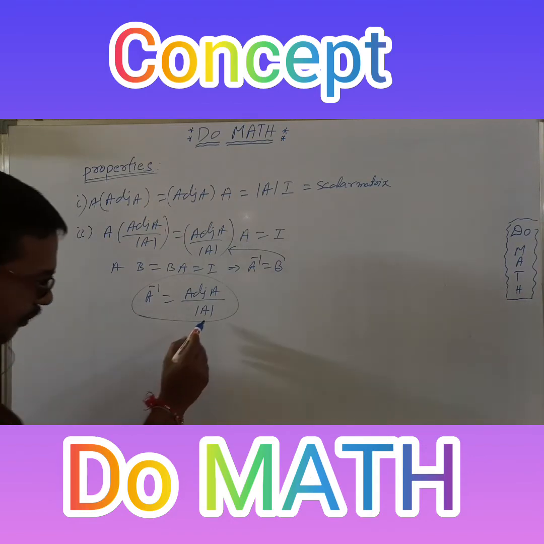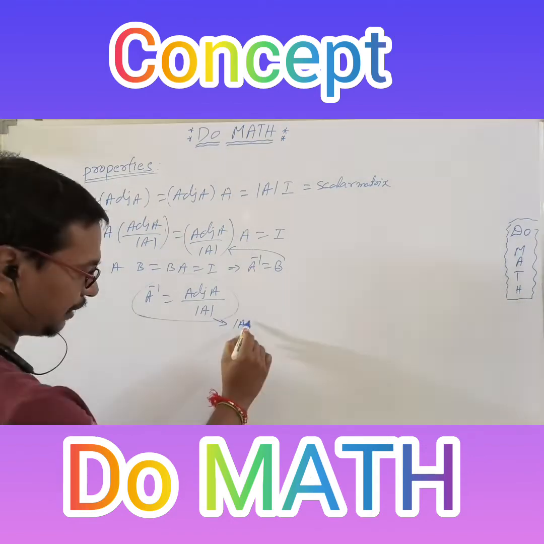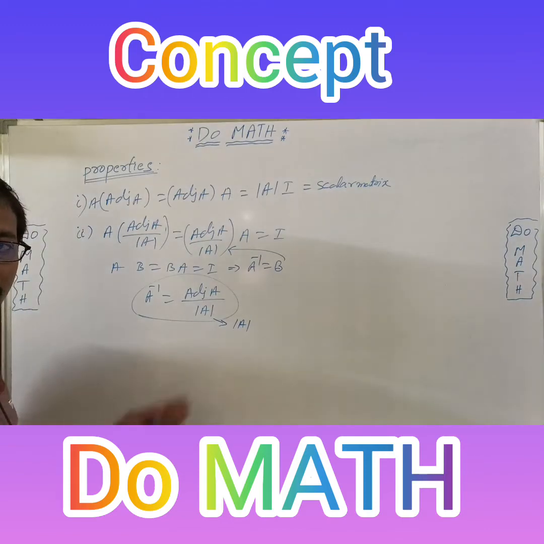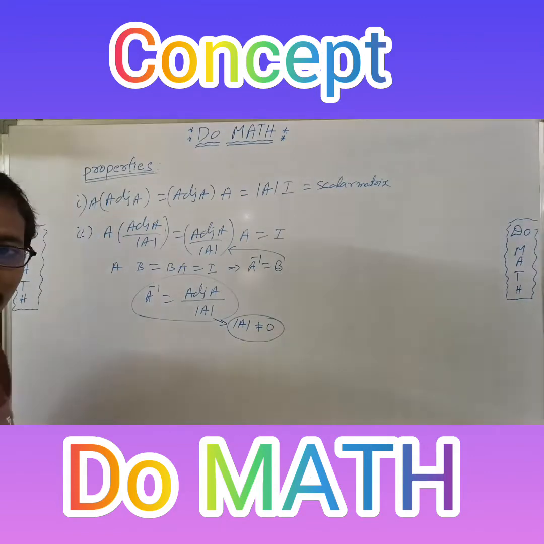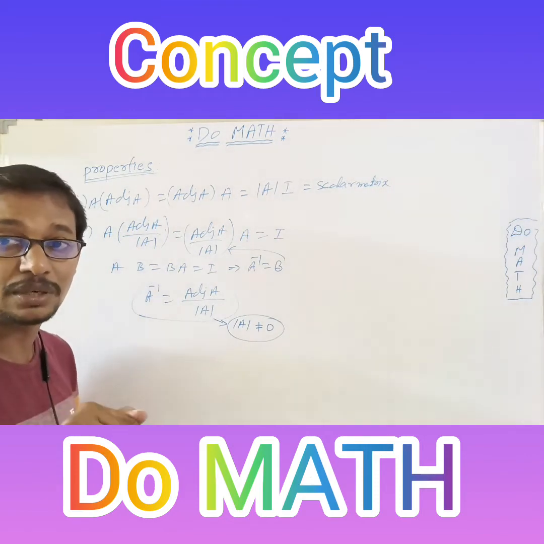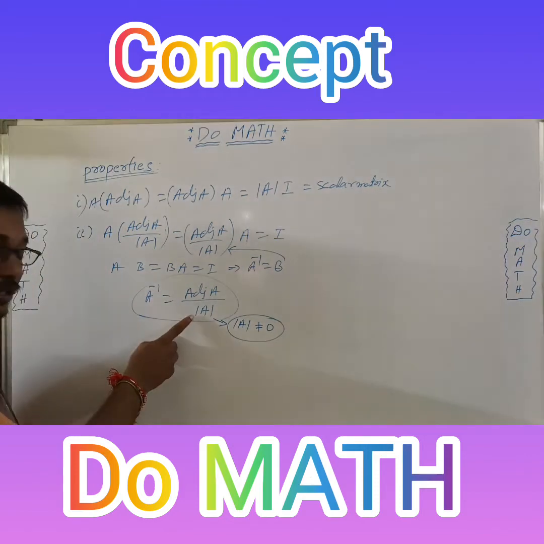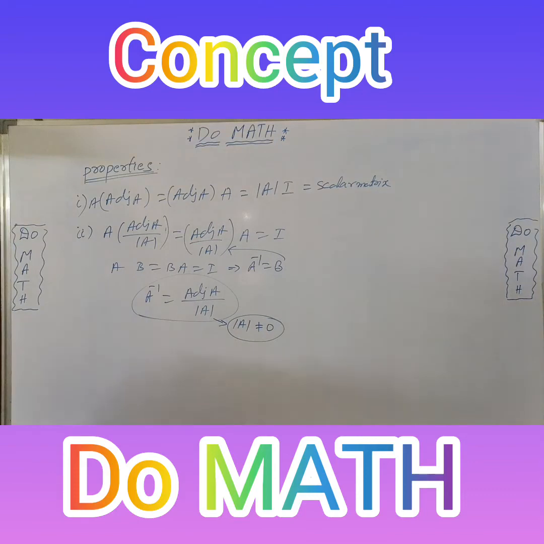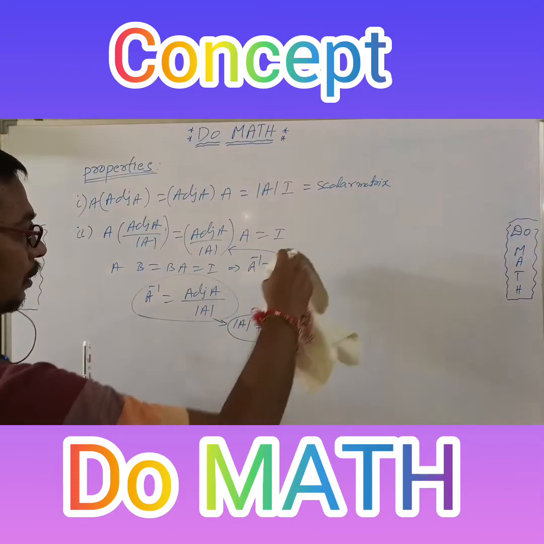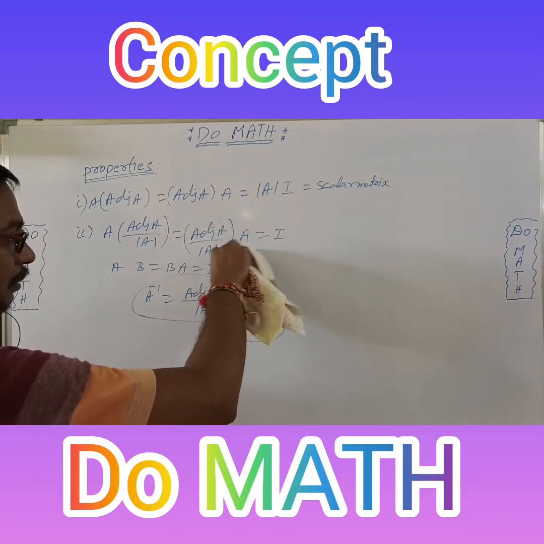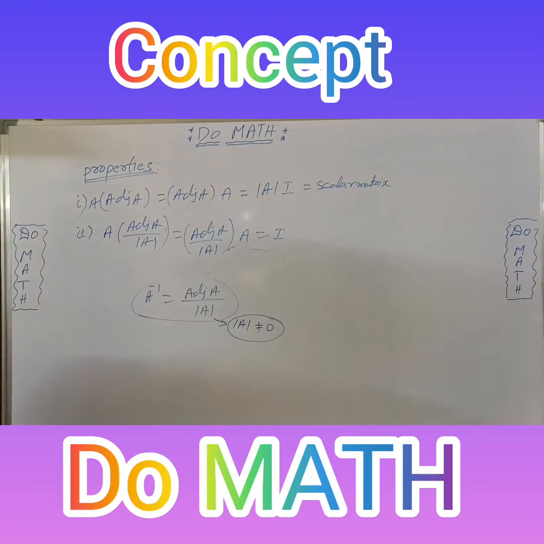So you can observe in the denominator we have det A. If det A equal to 0, something by 0 is not defined. That means det A should be not equal to 0. That's why you can say when A is a non-singular matrix, inverse exists because of this reason, right? And I can go with the next one.